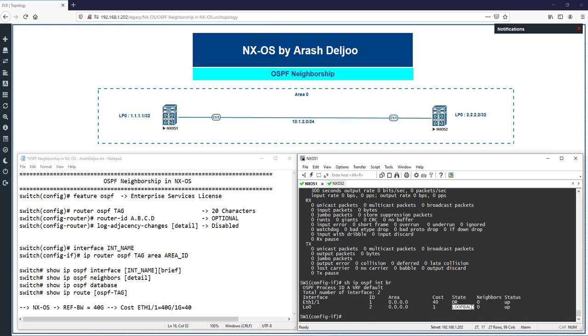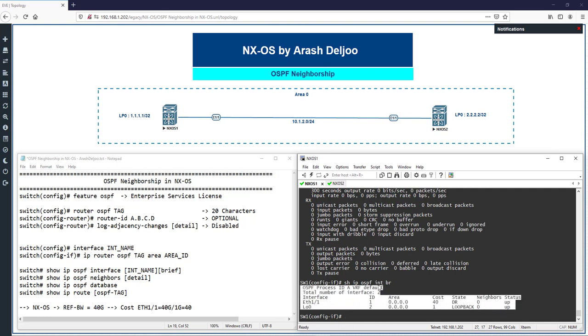This is the same as the iOS. And also we don't have any neighbors on ETH11 until now, and we don't have any neighbors on loopback 0. And also the status of these interfaces now is up. Very good. This is the initial verification for the interfaces. Show IP OSPF interface brief.